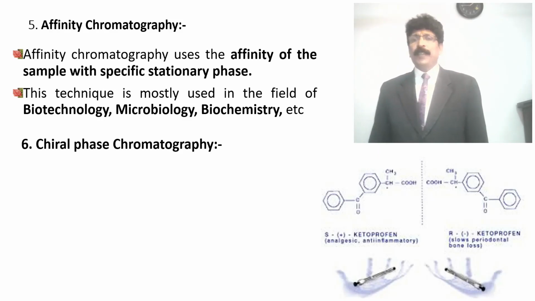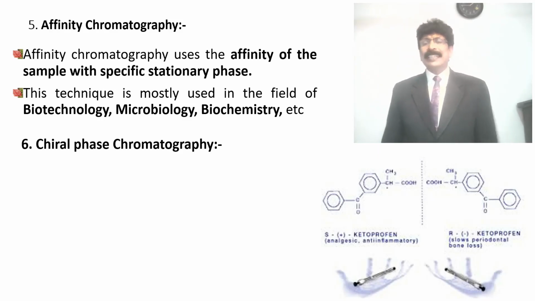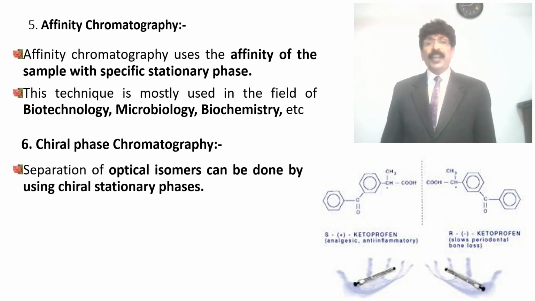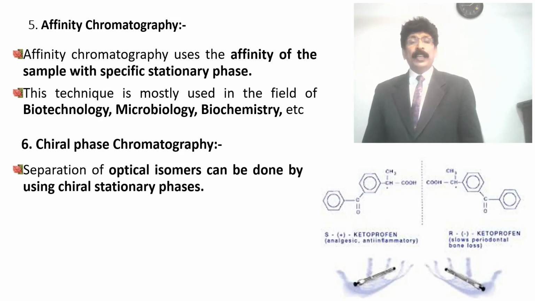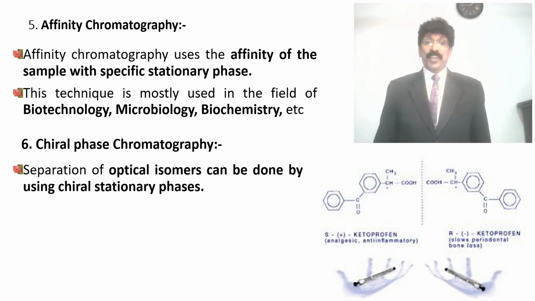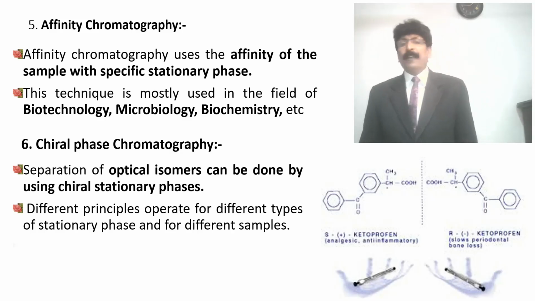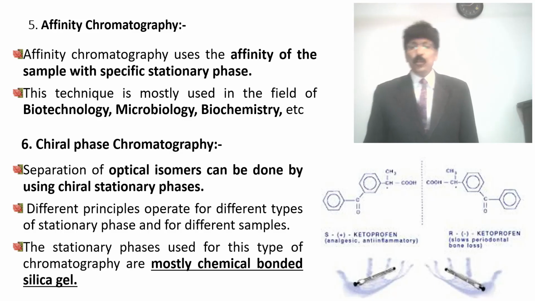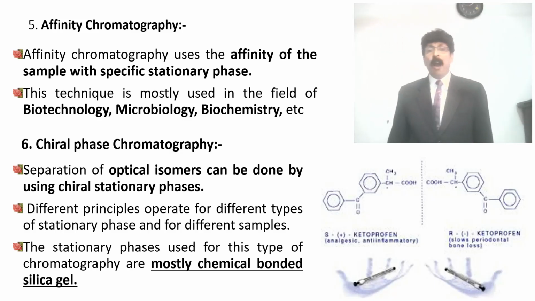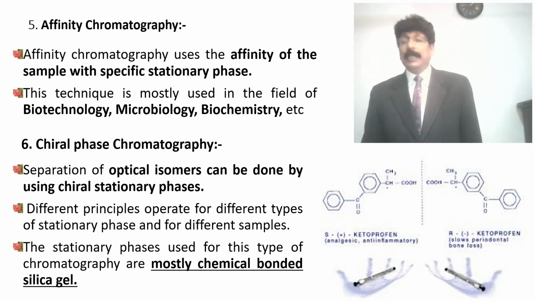So this can be easily done with a column in HPLC. Separation of optical isomers can be done by using chiral stationary phases. Different principles operate for different types of stationary phase and different samples, and the stationary phases used for this type of chromatography are mostly chemically bonded silica gel.